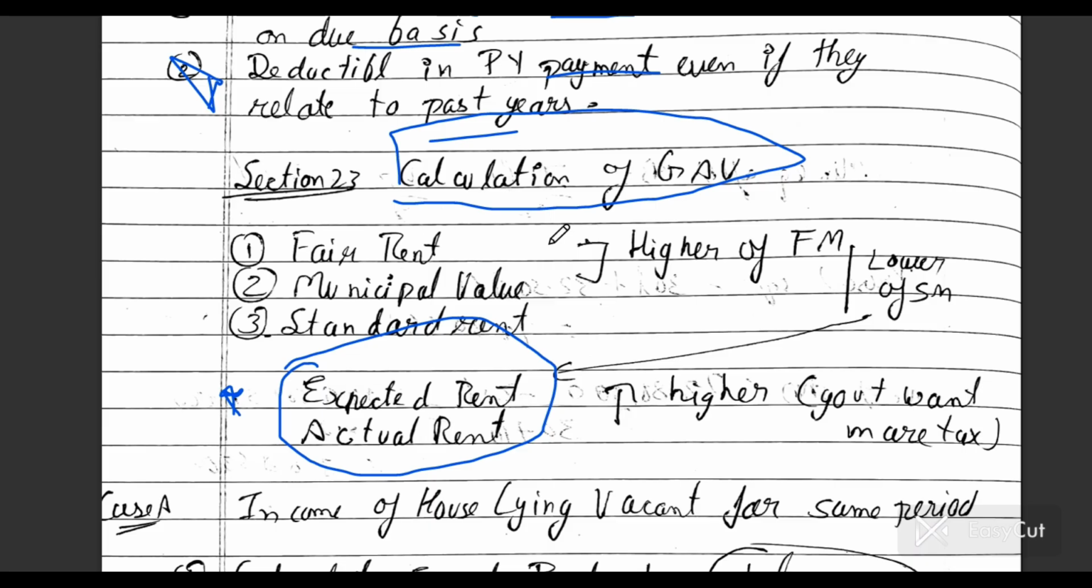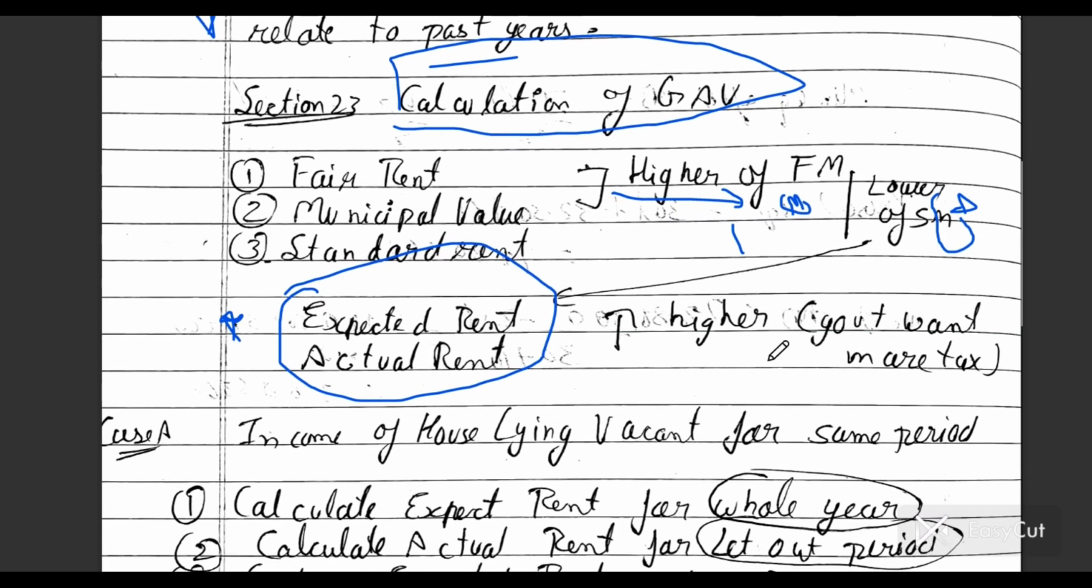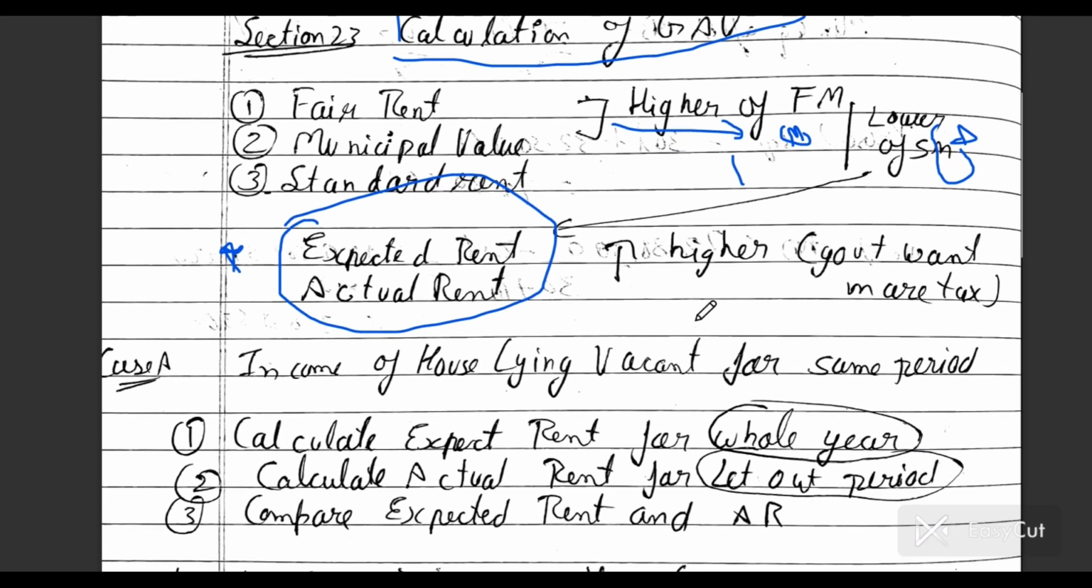First, you have to calculate the higher of FM. FM, financial management, because it is a higher syllabus. So fair rent or municipal value, whichever is higher. Then the lower of SM, where M is market. You have to consider the lower of whatever amount comes as the higher of FM, compared with SM. Okay, and the lower of SM. Then whichever is high will be our GAV.